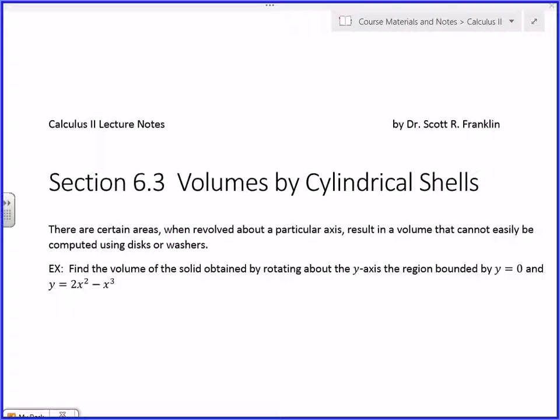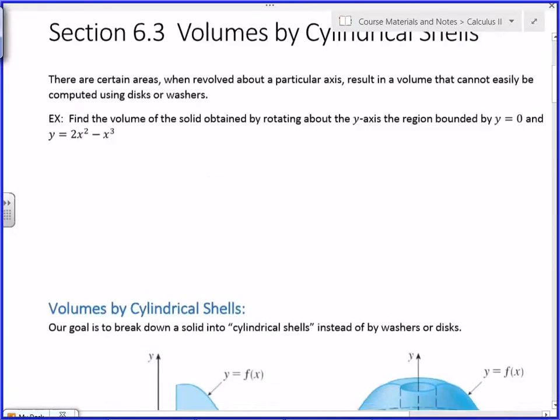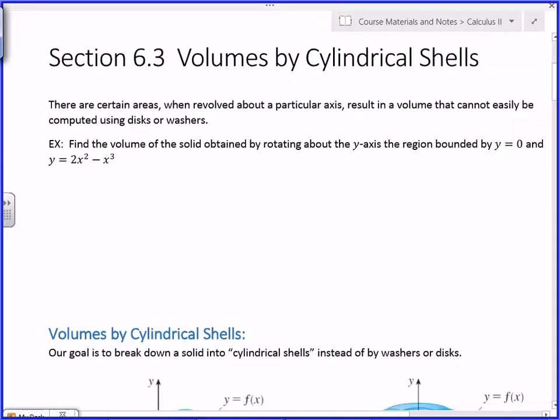But it turns out there are certain areas, when revolved about a particular axis, that result in a volume that cannot be easily computed using our disks and our washers. So there is another technique we're going to introduce called volumes by cylindrical shells. And to illustrate the problem, I wanted to look at an example real quick first.